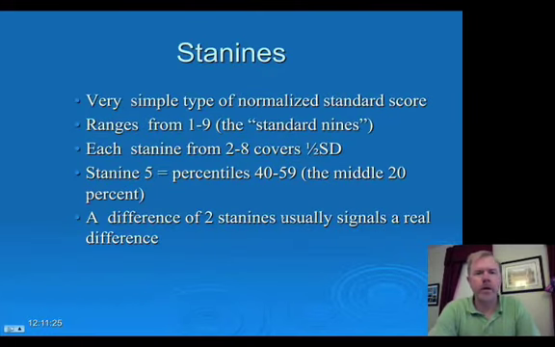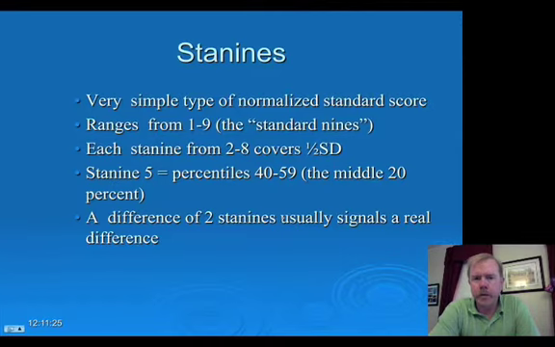Another reporting format that you might see are stanines. Stanines are not used as commonly now as they were, say, 15 or 20 years ago. They're just a different type of normalized standard score. It's called the standard 9. With each of the different groups from 2 to 8 covers a half of a standard deviation. And then we see that stanine 5 is percentile ranks 40 to 59. That's the middle 20% of the distribution.